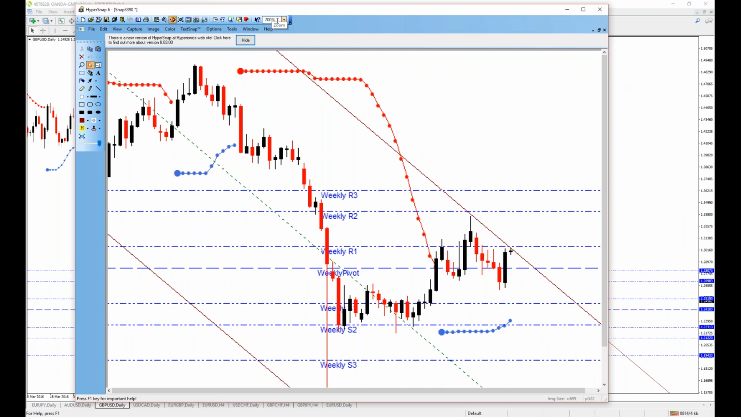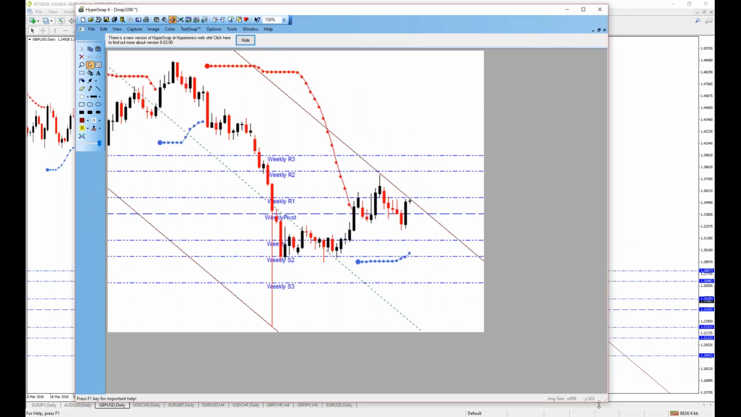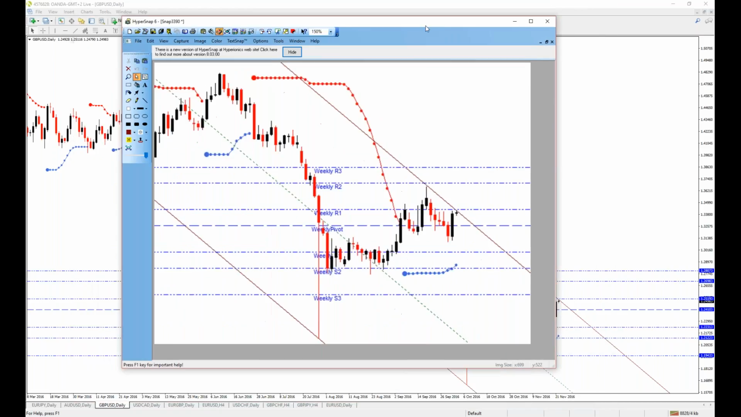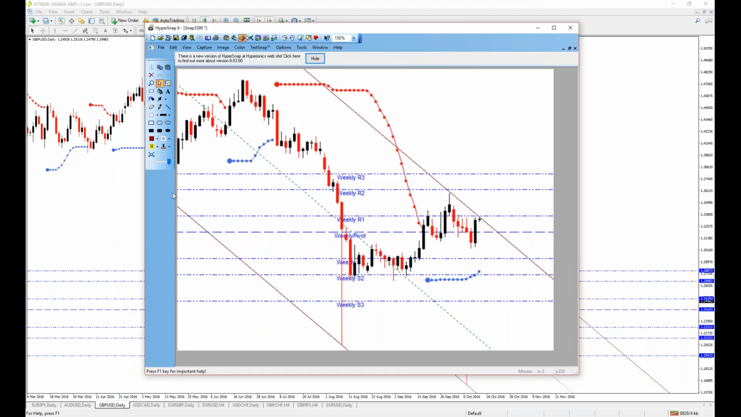Okay, so I'm going to change this to 150%, making it a little bit smaller. So now I'm going to get out a, I guess I can use a blue crayon. Blue crayon would probably be good, and a pointer. Okay, so there's a lot of different things on this chart.